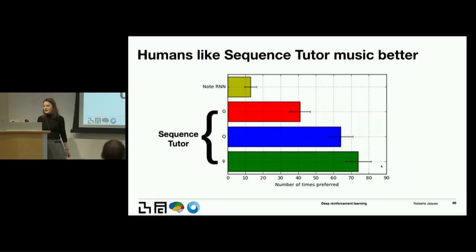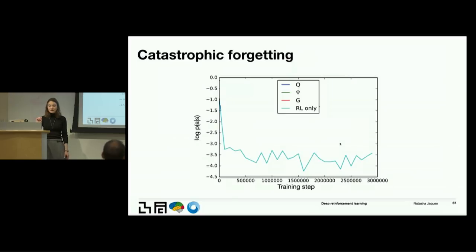That was exciting. Okay, we did an evaluation. Turns out humans do like the sequence tutor's compositions better. Very nice. But the thing that I'm most excited about is this graph. So what you're seeing here is all of these models were initialized with the weights of the prior that was trained on data. So we train the model on data, that's the RNN, and we initialize all these models here with its exact weights. And then we measure the probability of the compositions that it's generating under the prior.